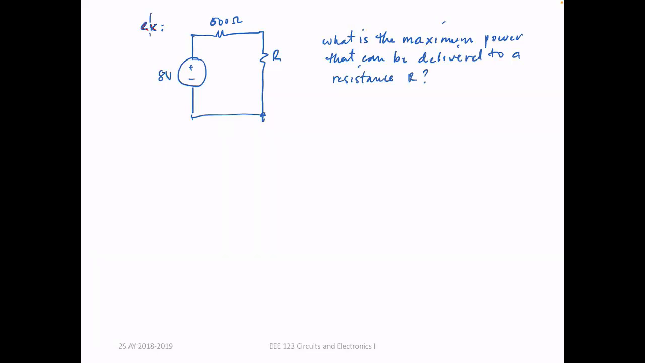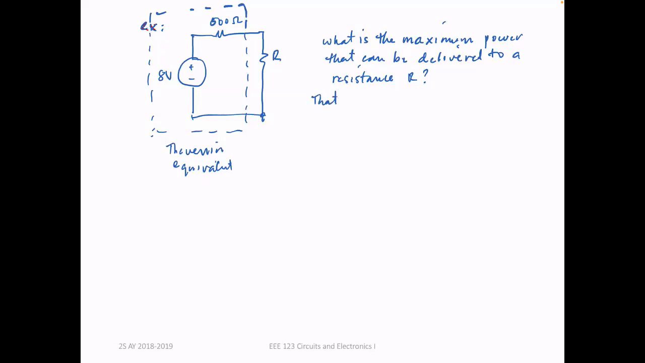So this is the Thevenin equivalent. Let's say this is your Thevenin equivalent, and there's a load connected. So the problem is, what is the maximum power that can be delivered to a resistance R? So how do you solve that? First of all, that happens when R is equal to RTH.